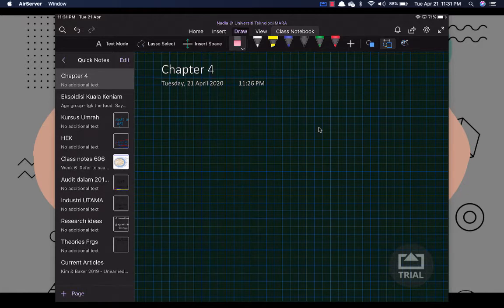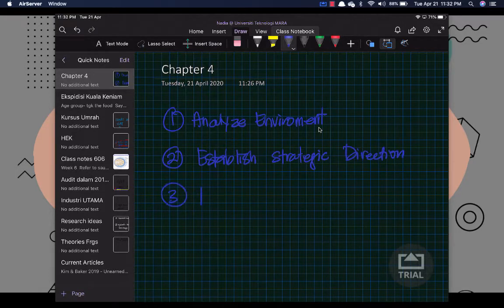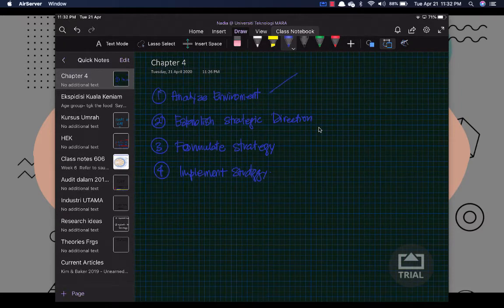But before that, let's recap the processes of strategic management. Remember, the first process is to analyze your environment. The second one is to establish a strategic direction. The third is to formulate a strategy, right? And the fourth one is to implement the strategy. So under analyzing the environment, you have the broad environment, your external environment, and the other one is your internal environment, which we will be talking about today.